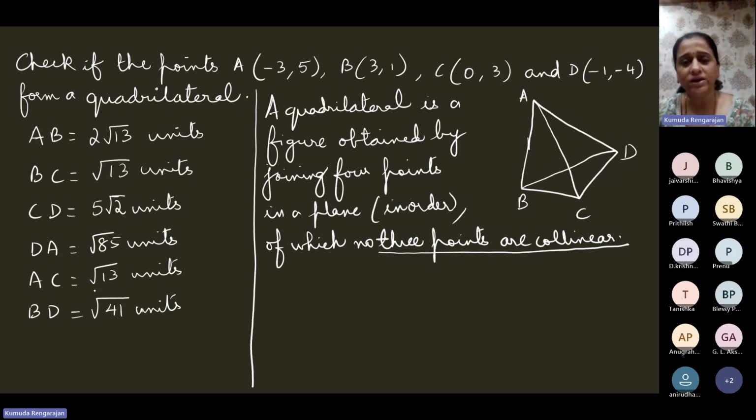Can you identify three line segments, any three line segments, in which the sum of two of them is equal to the third one? Because that's a check for collinearity, right? Identify three line segments in which the sum of any two of them is equal to the third one.